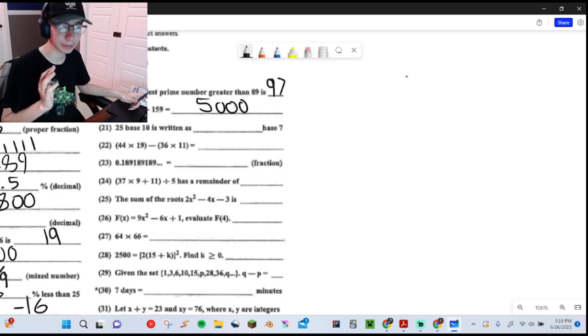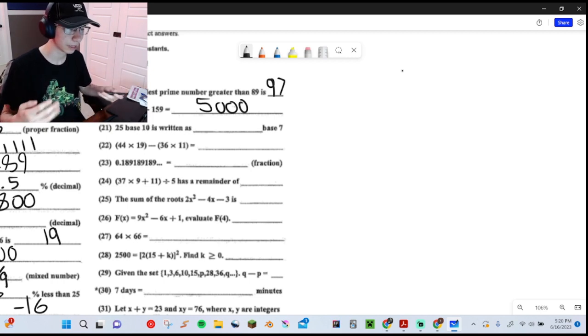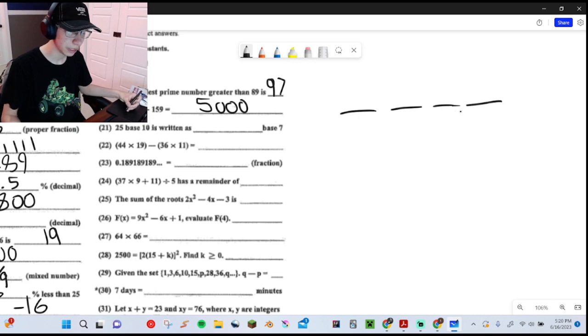So I gotta teach you guys about bases. So what is a base? Well, we use bases all the time. Like the world we live in, the system we use is base 10. And what it means is that numbers have place values, and these place values are multiples of 10.